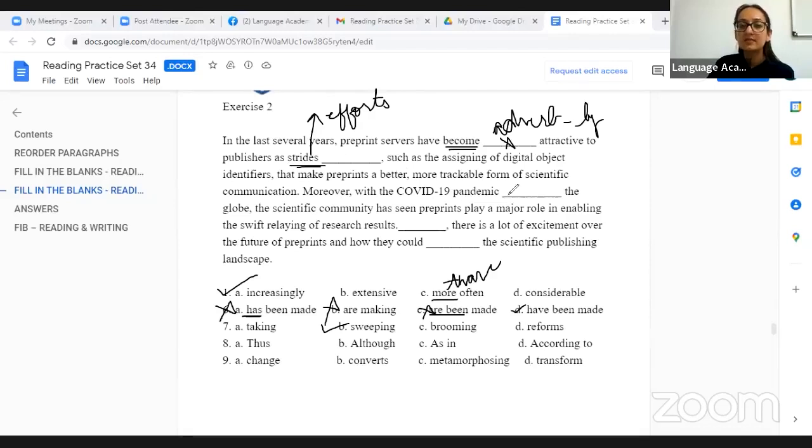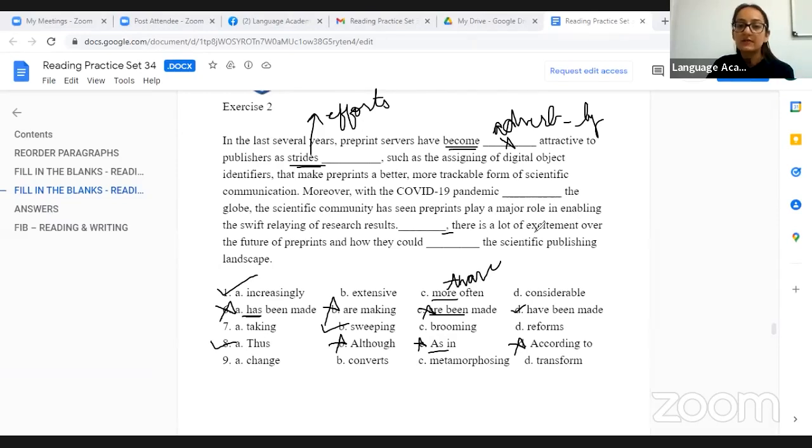So with the COVID-19 pandemic sweeping the globe, the scientific community has seen preprints play a major role in enabling the swift relaying of research results. Blank, with a comma. So we need a connector here. When we look at the options, thus, although, as in, according to, it was very easy because although does not come with a comma. As in does not come with a comma. According to does not come with a comma. The only option that comes with a comma was thus. Although comes without comma, as in also comes without comma, and as in is used when we try to explain what we said in the previous sentence. That is, we use as in to further explain something. And accordingly comes with a comma. According to does not come with a comma. So thus was the answer.